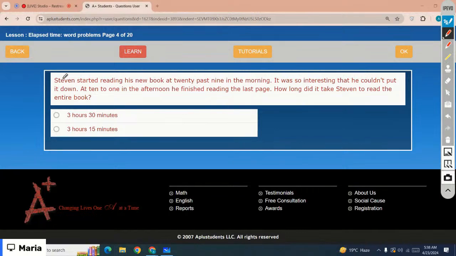Steven started reading in the early morning, so Steven started reading his book at 20 past 9. That means 9:20 he started, right? It was so interesting that he couldn't put it down. At 10 to 1, that is 12:50, right? That is the ending time. You have to calculate the elapsed time, right? So how do you calculate 12:50 minus 9:20? 50 minus 20 is 30 and 12 minus 9 is 3. That is 3 hours and 30 minutes.